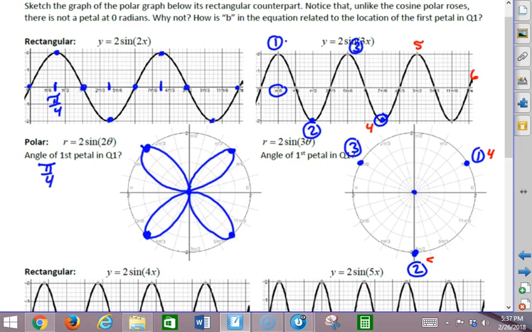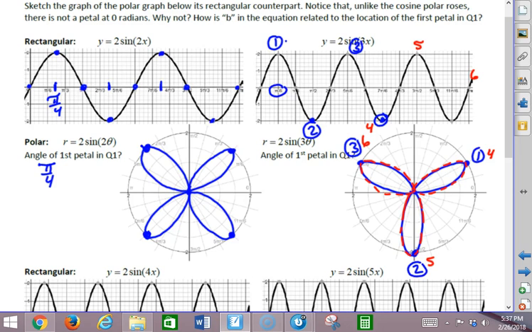4, 5, and 6. So we start at the center, we go out to number 1, then we go down to number 2, then we go to number 3, and then it starts over again, and we would go to 4, and we would go to 5, and we would go to 6, and we'd end up back at the origin. So that's what this would look like.